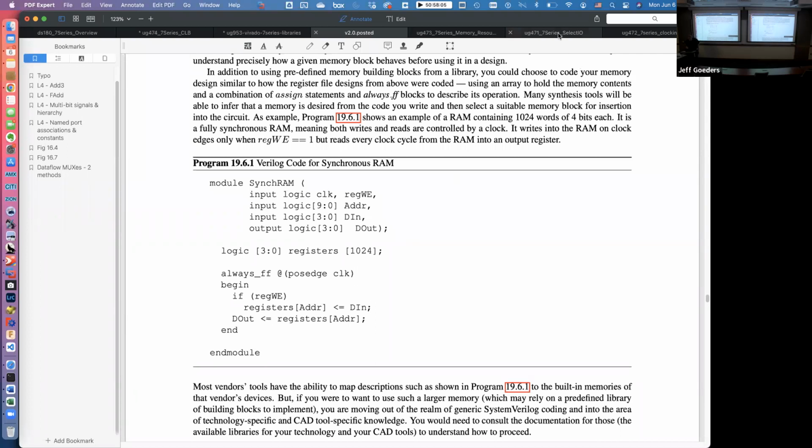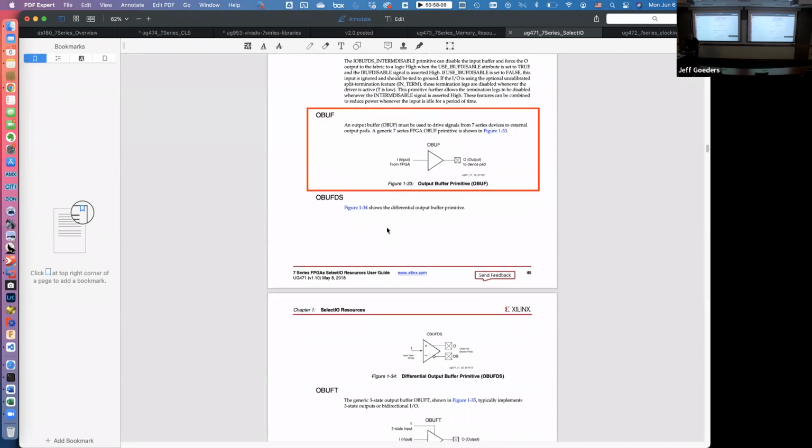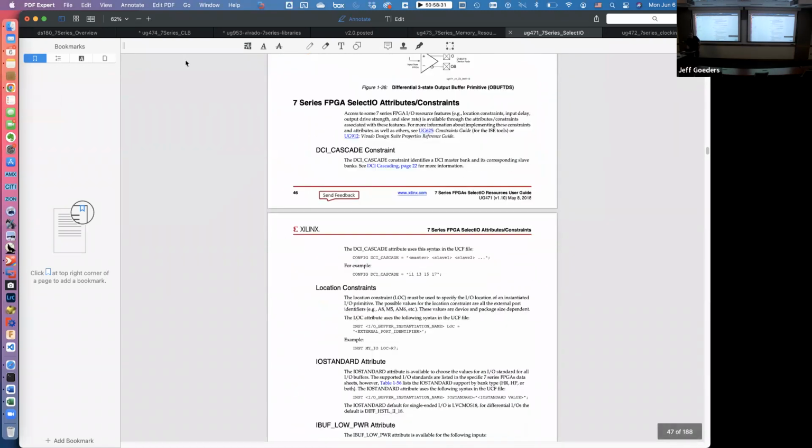Finally, let's talk a little bit about I/O. So in your code, you can instance something called an OBUF. And the signal in your FPGA can go through a buffer and it drives it out to a pad, which is then tied to the metal pin on the chip package, which then goes into the printed circuit board.